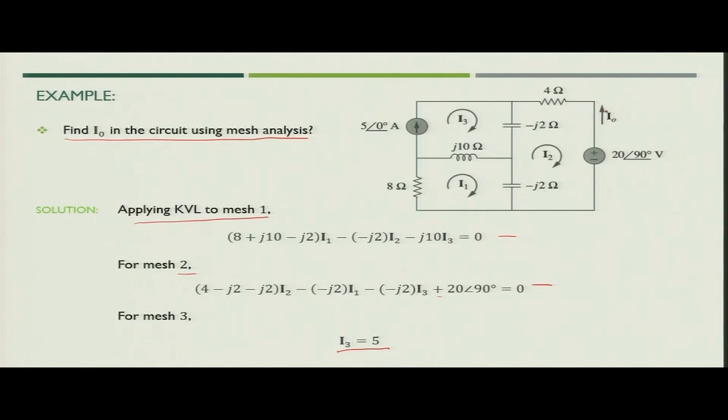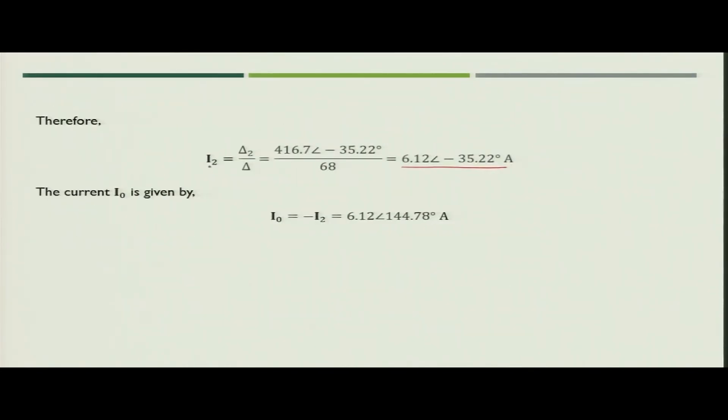So, what is I naught? I naught is nothing but minus of I2, and we have calculated the value of I2. So, the I naught value will be equal to minus of I2. We can write minus of I2 as minus of 6.12 angle minus 35.22 ampere.